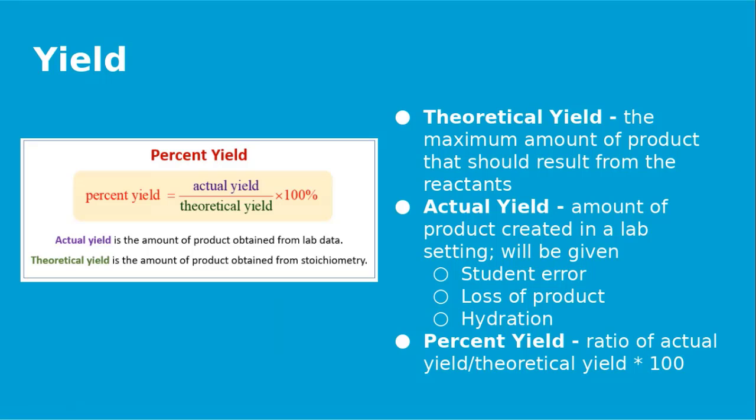Okay, going on to yield. There are three types of yields that you need to be concerned about. A theoretical yield is the yield that you should get in theory if you do all your calculations correctly. That's basically the yield that we've been working on throughout the semester. Whenever we do our calculations, it's all theoretical and shows us what we should be getting.